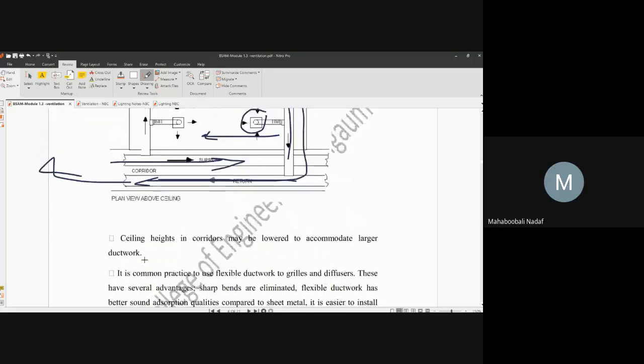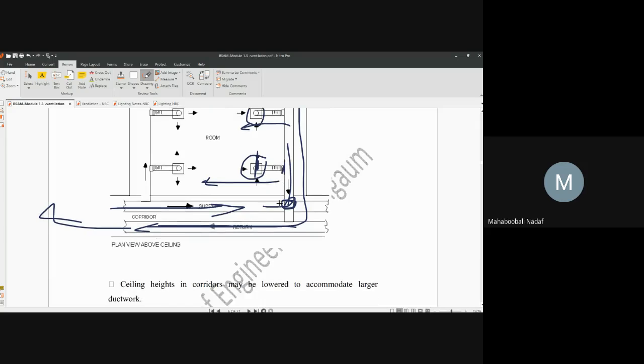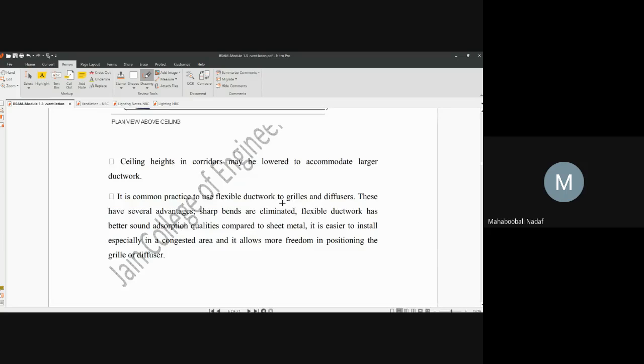Generally pipes should be flexible in nature, so that bends are controlled. Bends should not be present. And whatever things we are calling here, we call them grills and diffusers.